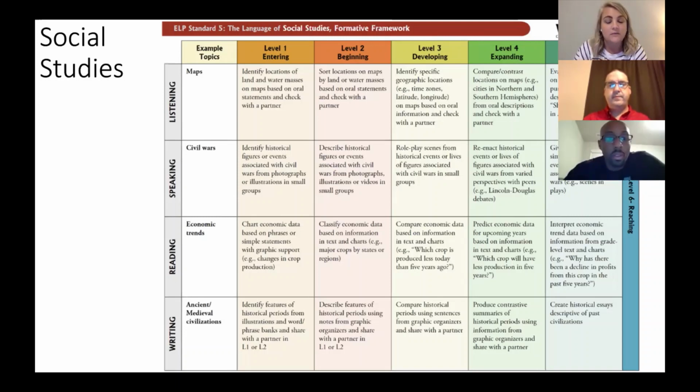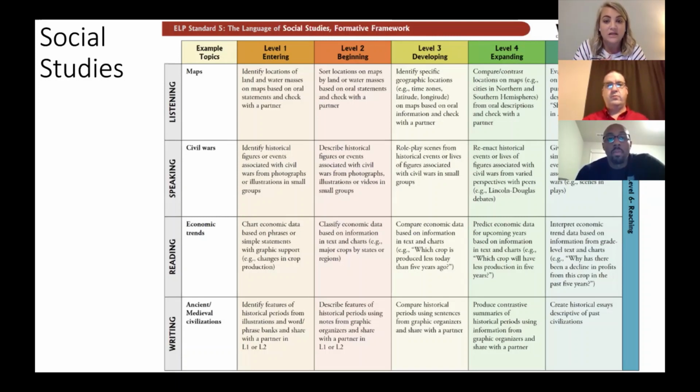As we go through the levels, not only could they locate land or water masses, but they may be able to work with a partner. So a little bit more communication going on there. Level 3, they would be able to identify specific geographic locations. So they might talk about time zones, latitude, longitude. So as you can see, as they go through the levels, the vocabulary gets a lot more in depth, and the vocabulary that they're expected to use gets a lot longer. That list gets a lot longer.